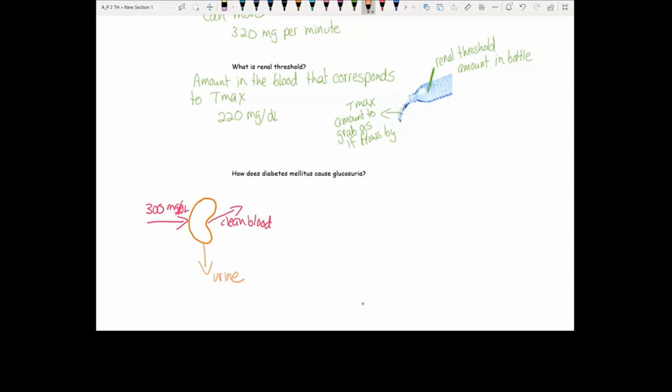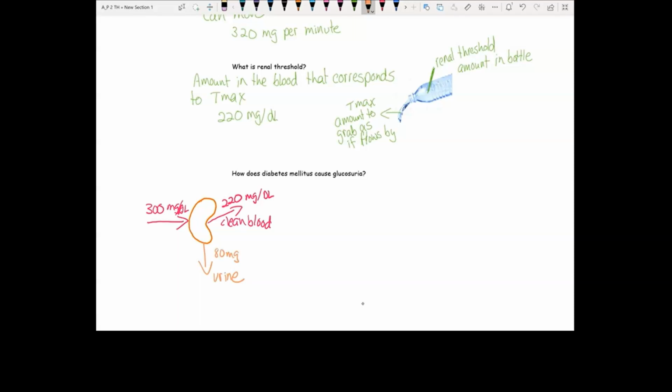So the T max is 320 milligrams per minute, which corresponds to 220 milligrams per deciliter. So that means we have an extra 80 deciliters here that the transport proteins won't be able to get. So in the clean blood coming out, we will have 220 milligrams per deciliter. And in the urine going out will be the other 80 milligrams.